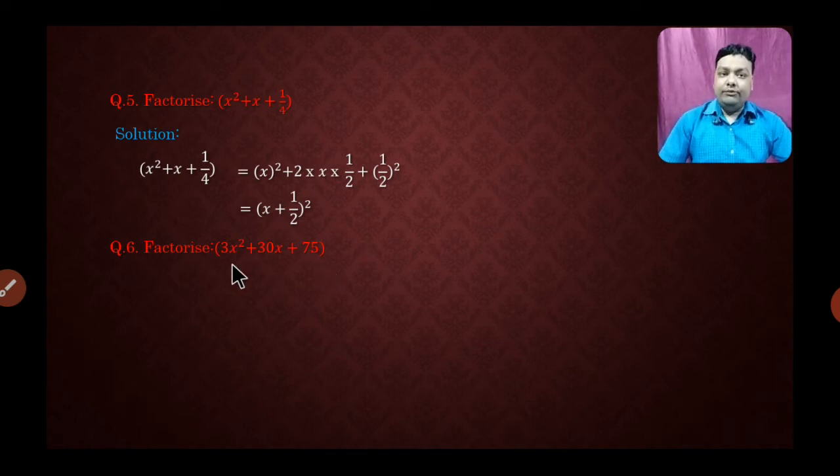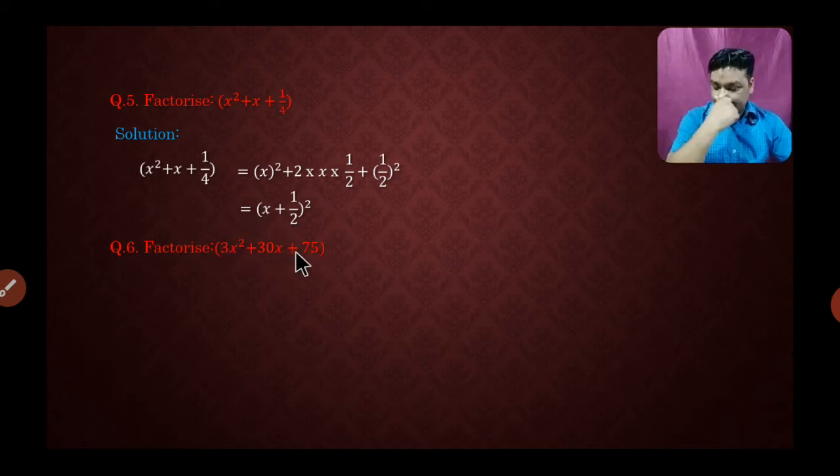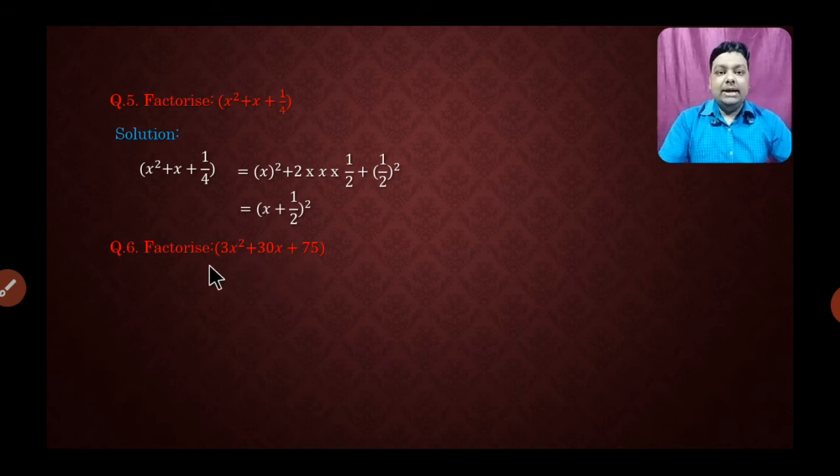Listen carefully. If the first and the last term are not perfect squares, then we will see whether we can take anything common from all these three terms. At first we will see that the lowest constant term is 3. So we can take out 3 common. We can take 3 out from the first term also.